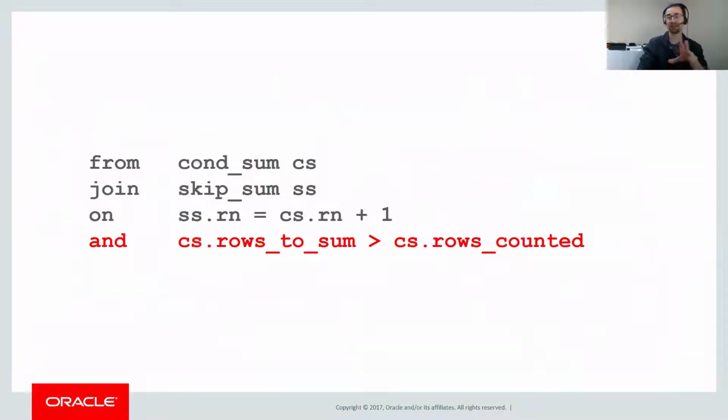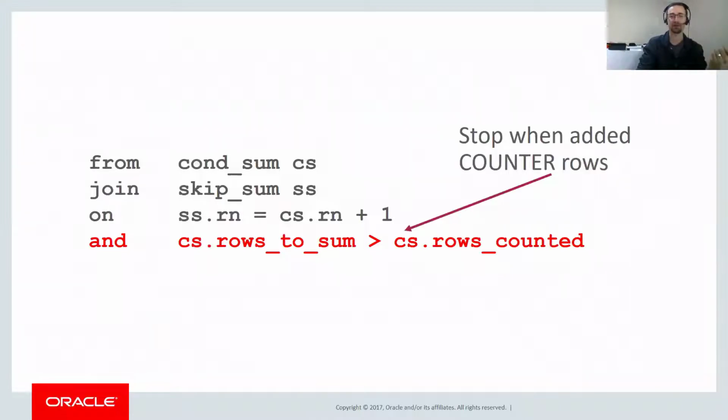Okay, so next, we actually need to figure out the join condition. So we join them together, working through, and we stop when the rows that we need to sum has exceeded how many rows we've counted, or when they're equal. So we need to stop when we've hit our limit, when our counter's found how many we're actually looking for. So remember, we're only incrementing the counter when it's a row that we should include, not one we should ignore.